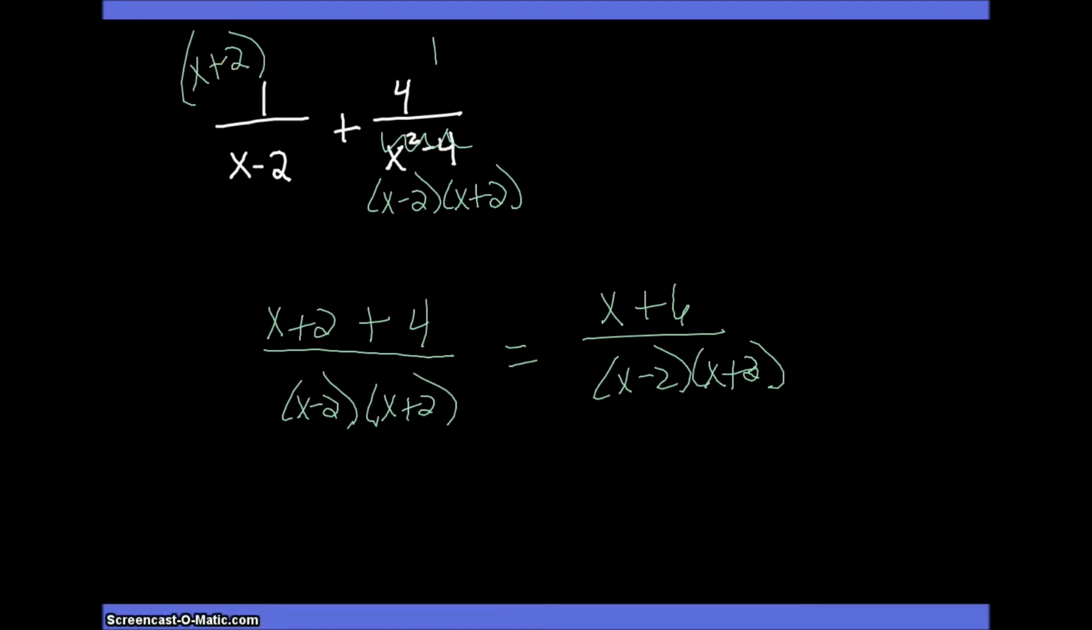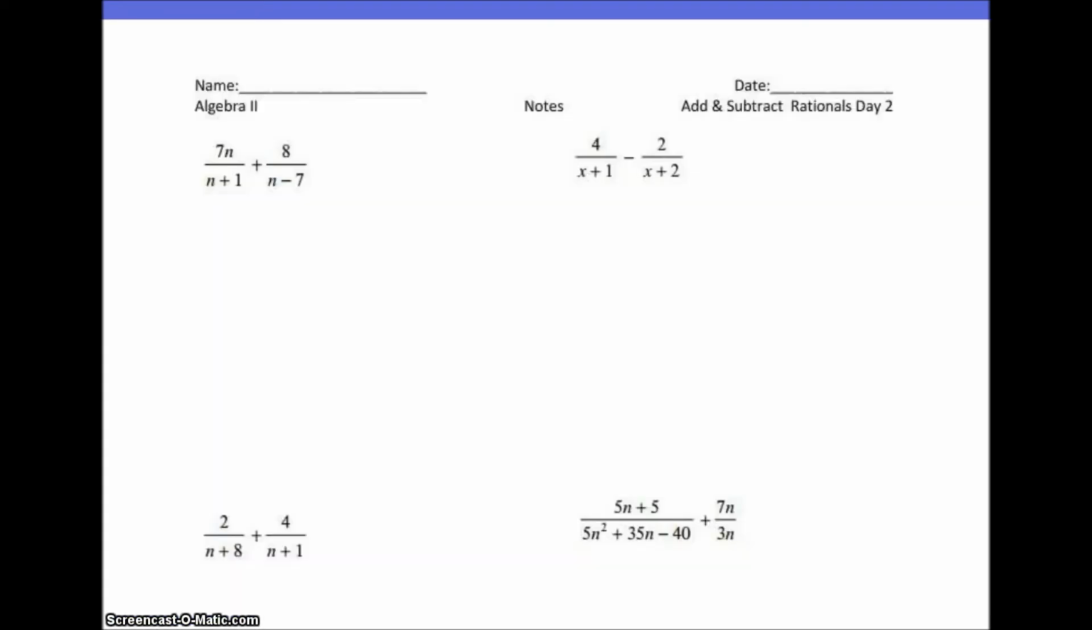Okay, so now looking at your notes handout. The first one, you're going to find your common denominator. Take your first one, write it down, n plus 1. Look at your second one. Is it already written down? No, it's not, so you're going to add it. Now you're ready to compare. The first denominator is missing n minus 7. The second denominator is missing n plus 1.